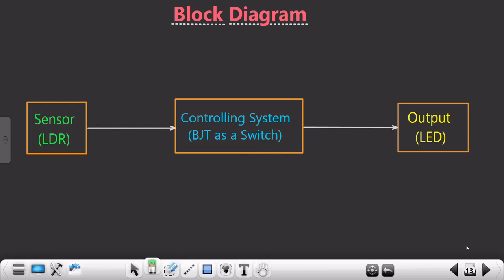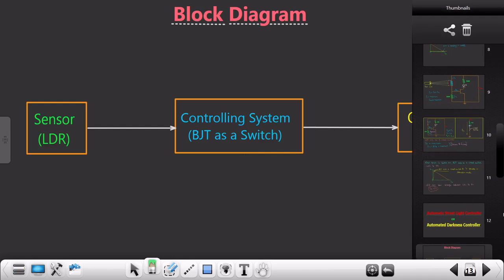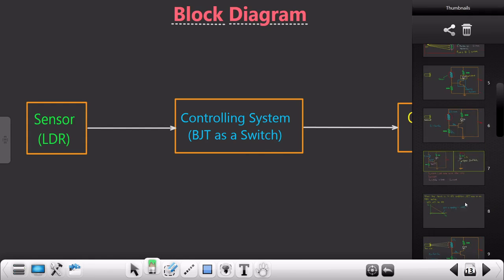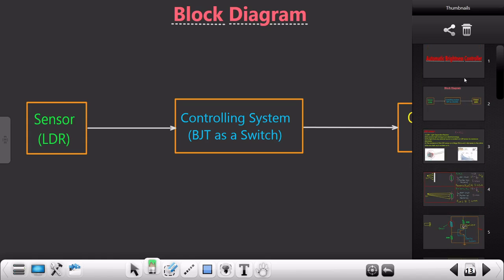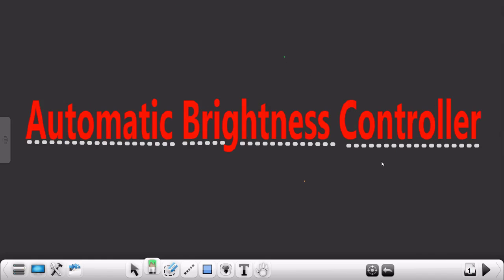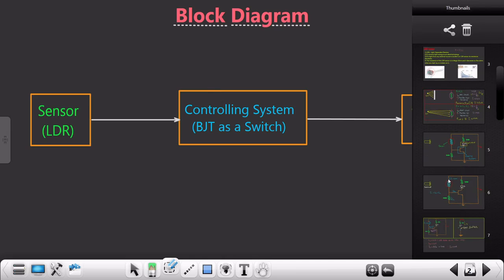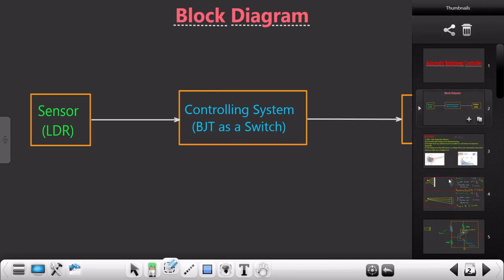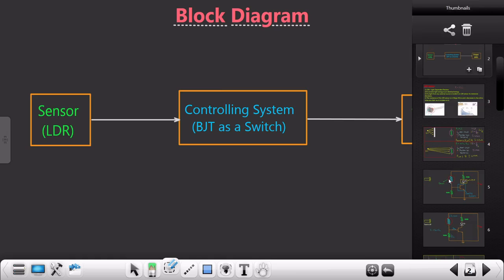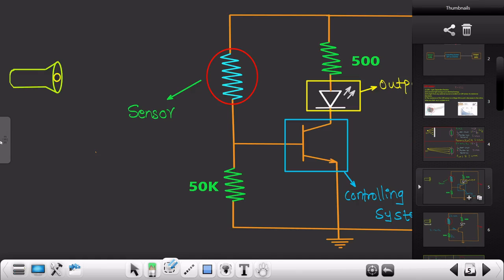Okay, and if you could remember, the block diagram is similar to what we had seen in the previous session, that is automatic brightness controller. So when we saw the concept of the automatic brightness controller, the block diagram was the same in this case as well, right? But the thing is that here we are making some minor change. So before moving to the automated darkness controller, let me move to the circuit design of the automatic brightness controller.